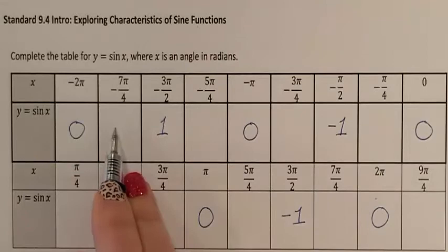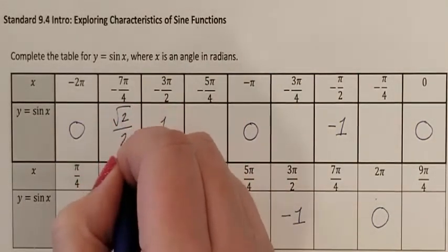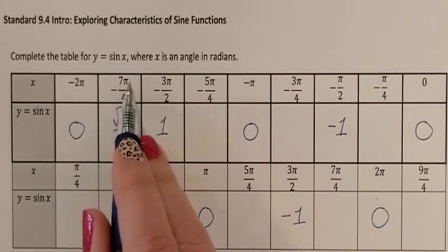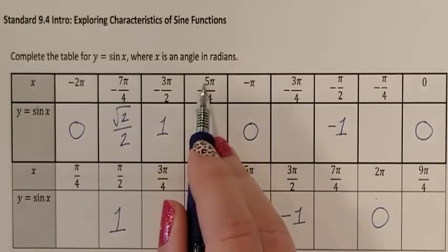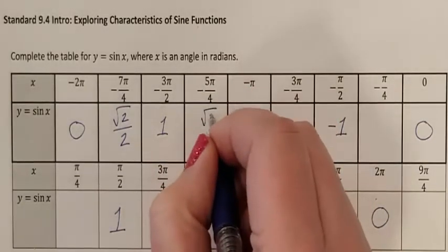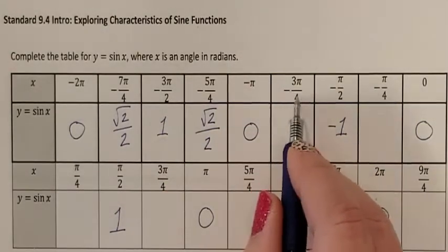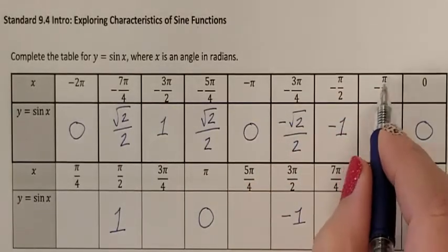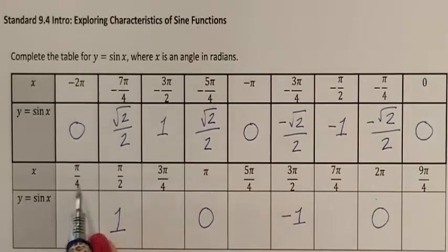All of the fourths are going to interchange between the square root of 2 over 2 and negative square root of 2 over 2. So negative 7 pi over 4 is square root of 2 over 2. Negative 5 pi over 4 is also a positive root 2 over 2, while negative 3 pi over 4 is a negative root 2 over 2, and negative pi over 4 is a negative root 2 over 2, continuing with the denominators of 4.